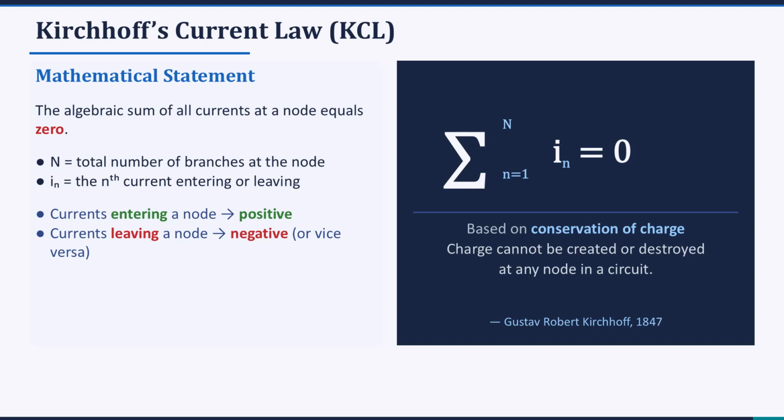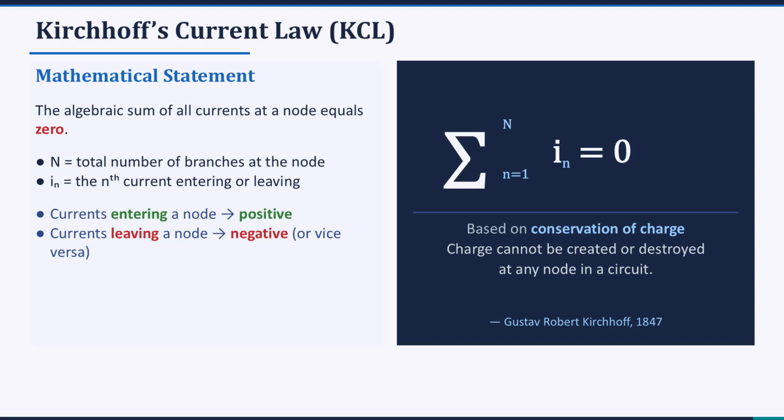Let us now go deeper into KCL. The mathematical statement is the algebraic sum of all currents at a node equals 0. We write this as the summation of I sub n equals 0, where the summation is from n equals 1 to N. N is the total number of branches connected at that node, and I sub n is the nth current either entering or leaving the node.